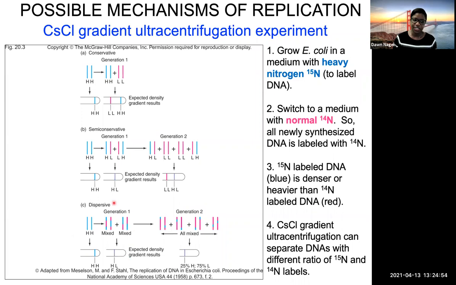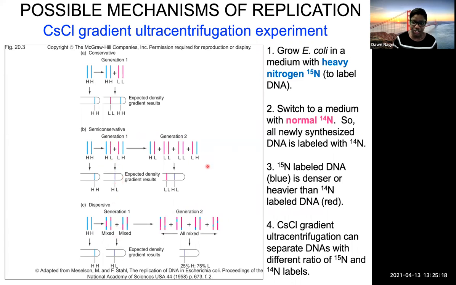Similarly, if it's dispersive, you will also have the same as semi-conservative because you're mixing it, right? So you're mixing heavy and light, so you get a middle ground here. Because of this, with these two options, you have to find a way to go beyond that to say, okay, is it really semi-conservative or dispersive if you have this middle band?